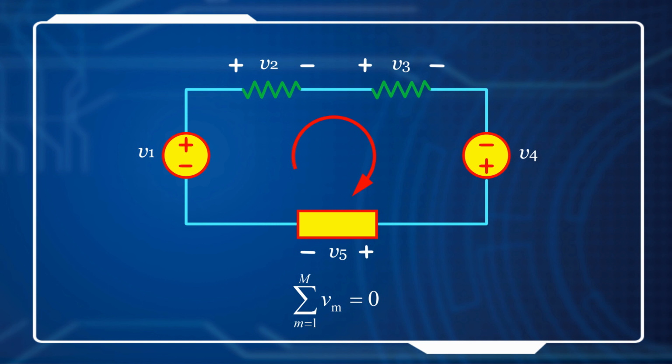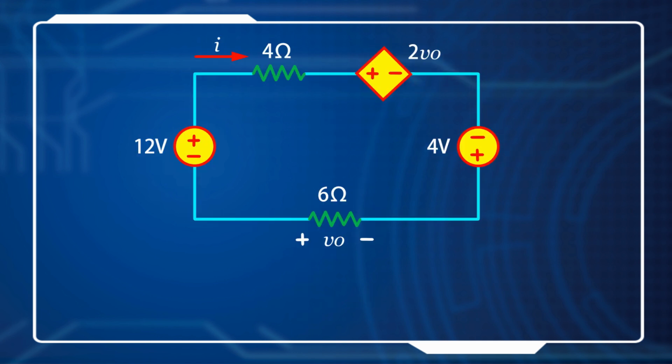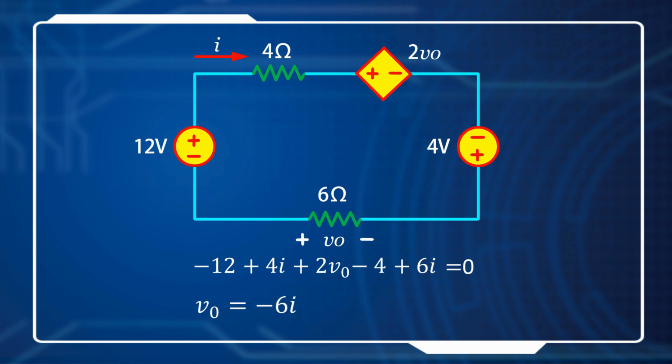Now let's have a look at this example. Determine I and VO in the circuit shown in this figure. We know it's a loop, so we can use KVL, and we can get this equation: minus 12 plus 4 times I, which is the voltage across the 4 ohm resistor, plus 2 times VO minus 4 plus 6 times I equals 0. And we get VO equals minus 6 times I.